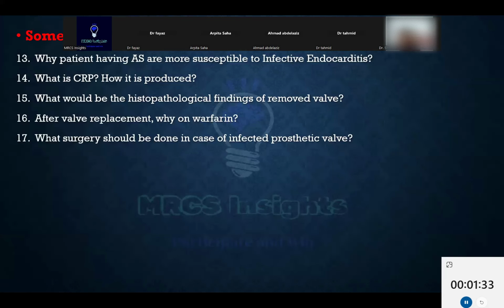Okay, no problem. So after valve replacement, why should the patient be on warfarin? Because there is increased risk of thromboembolism. Yes, so to prevent that, the patient should be on warfarin. Yes. Now tell me, what surgery should be done in case of an infected prosthetic valve? The prosthetic valve should be removed. Can you tell me more about it? In case of any infection, abscess, what will we do?